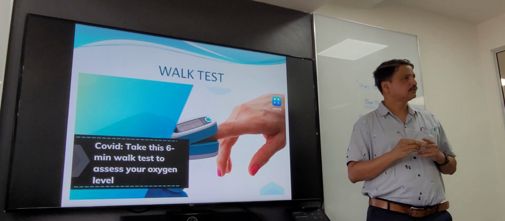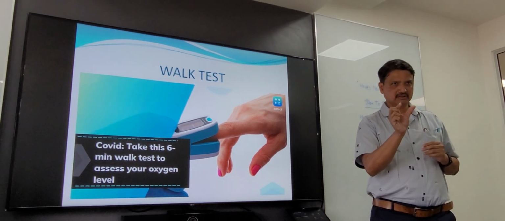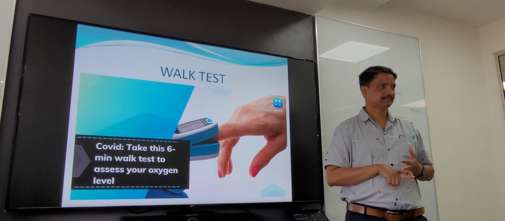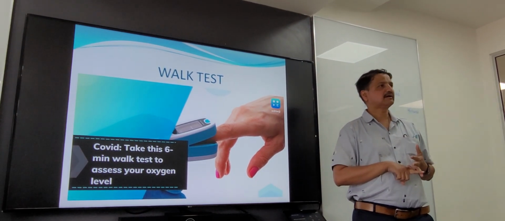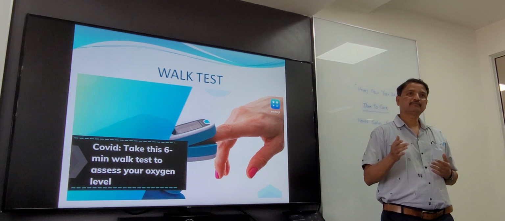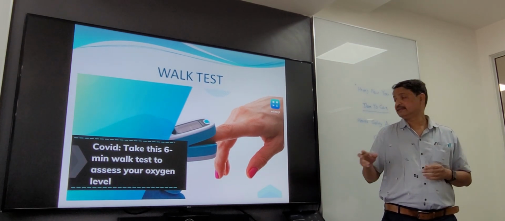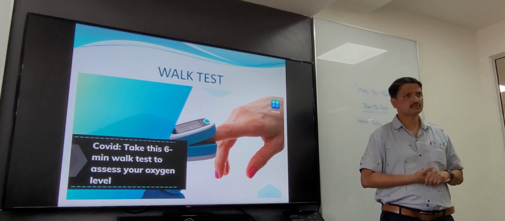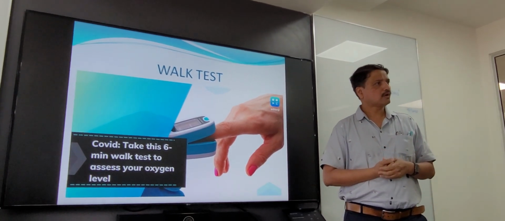You put your finger into the crocodile-shaped portable device. It will give you your pulse reading and your oxygen saturation. Okay, so this you can do at resting level also. Your resting pulse has to be less than 100, and then you can walk for 6 minutes. It can be a normal walk or a brisk walk. Ideally a brisk walk. It can be a longer walk also.